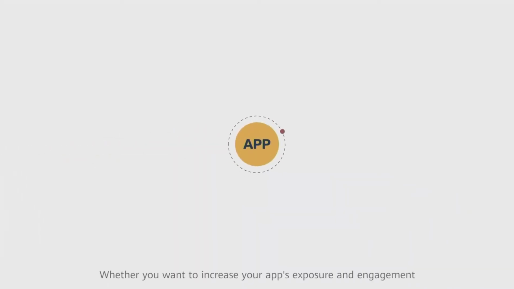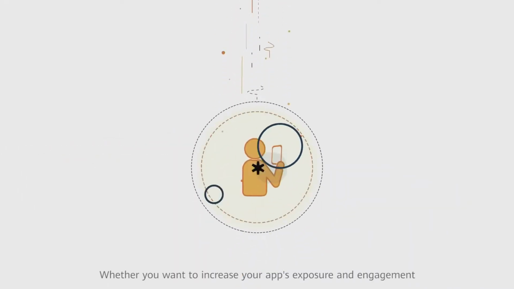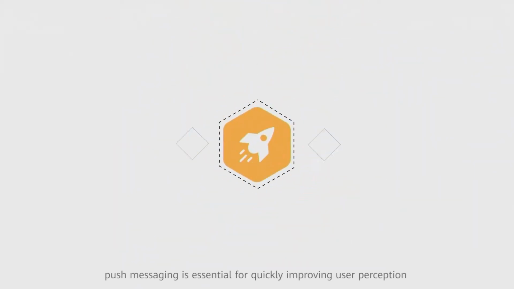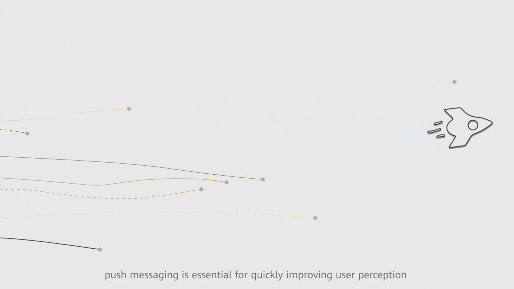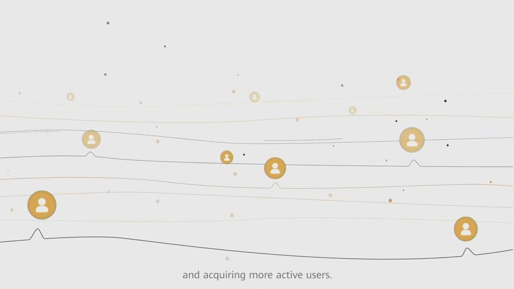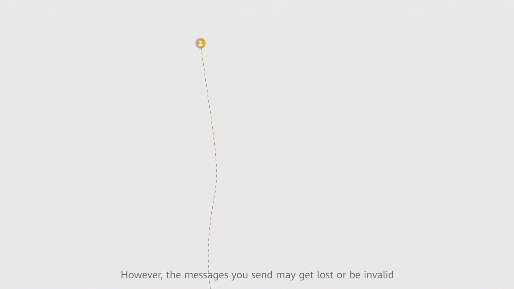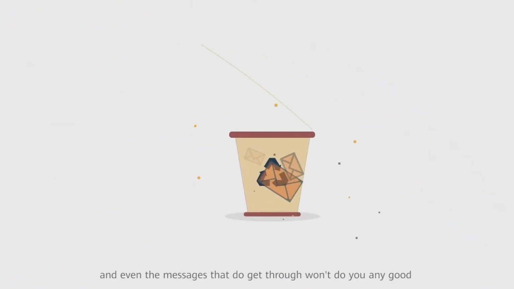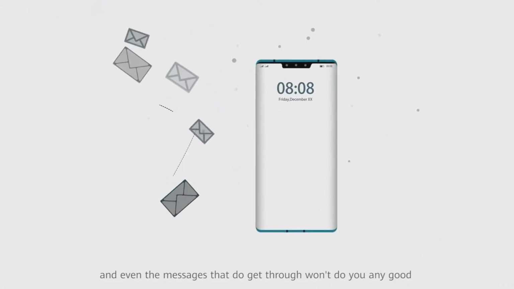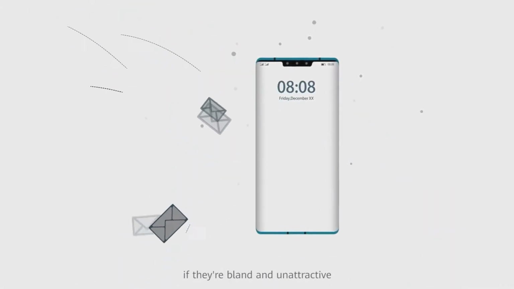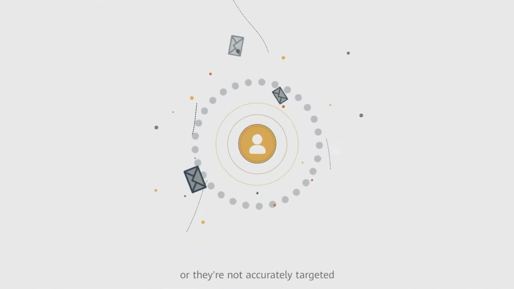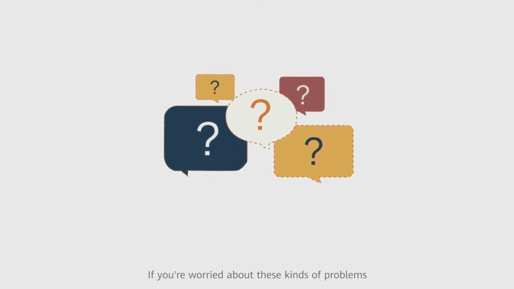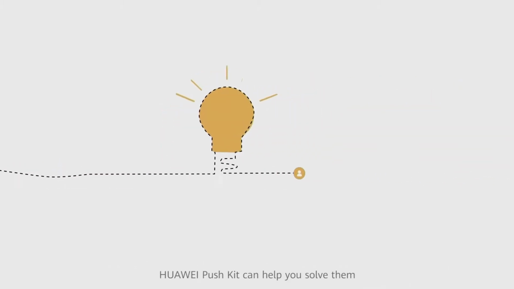Whether you want to increase your app's exposure and engagement or attract new users, push messaging is essential for quickly improving user perception and acquiring more active users. However, the messages you send may get lost or be invalid, and even the messages that do get through won't do you any good if they're bland, unattractive, or not accurately targeted. If you're worried about these kinds of problems, HUAWEI Push Kit can help you solve them.